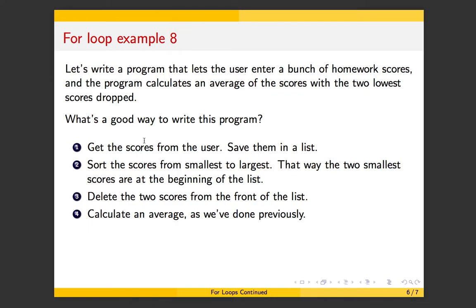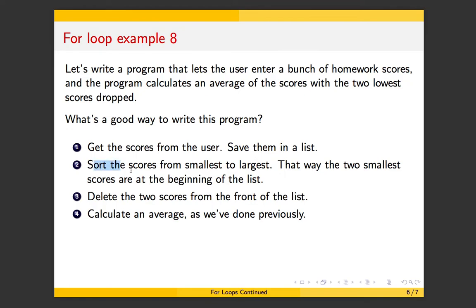It's important sometimes, or I guess all the time, once you start writing longer and more sophisticated programs, to talk out what you're going to do, right? Get a plan going. So write out the steps it's going to take to do this task. And the first step is to get the scores from the user, I think. And we're going to put them in a list. We know how to do that.